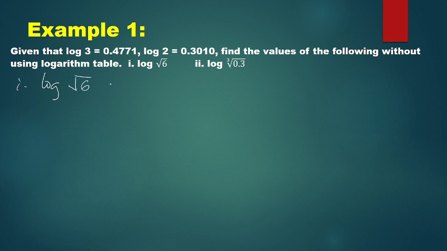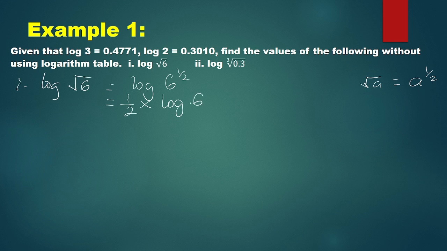The goal here is to ensure that log root 6 is broken down such that we have log 3 and log 2. Now, log root 6 can further be written as log 6 raised to the power half, from our laws of indices, where root a equals a raised to the power half. So if I have a root, it is 1 over whatever root I have. Now, I can further break this down as 1 over 2 multiplied by log 6. When you take your power to the front of the log, you multiply it with the original logarithm.